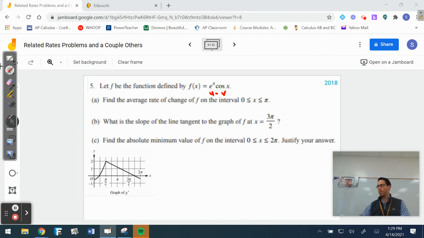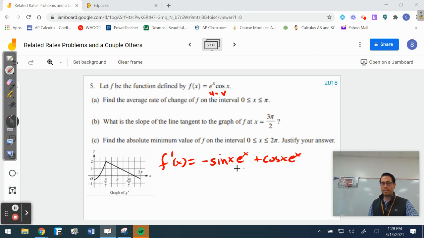Okay, now here I can guarantee you is a big one. Whenever it says find the absolute min, remember, whenever it asks to find an absolute min, we have to find critical points. In order to find critical points, we have to find the derivative. Now, I just did it, so I'm going to rewrite it a little bit prettier. It would be negative sine x e to the x plus cosine x e to the x. We're going to set this equal to 0 to find critical points. I can't solve for x as is, so I'm going to factor out what's common, and that's going to enable me, hopefully, to solve for x.